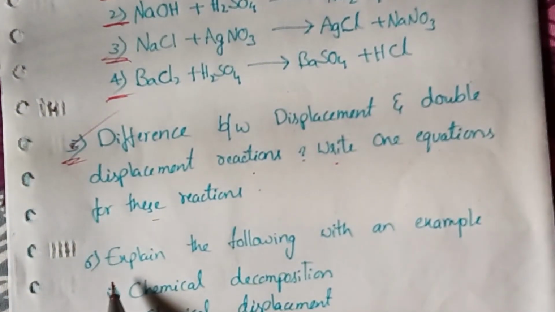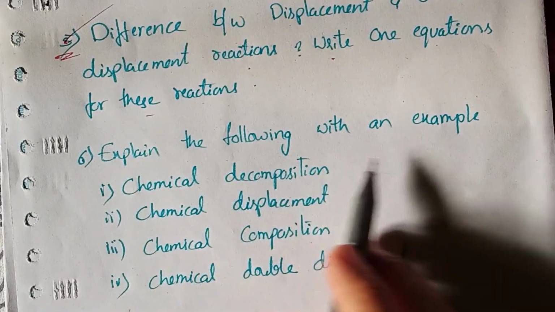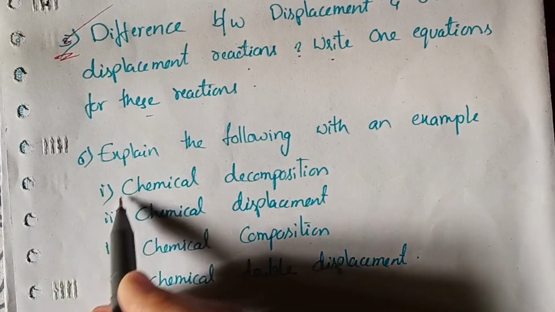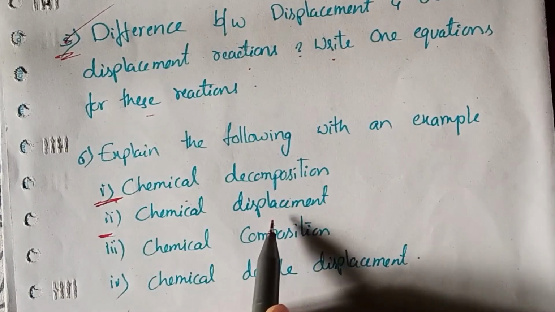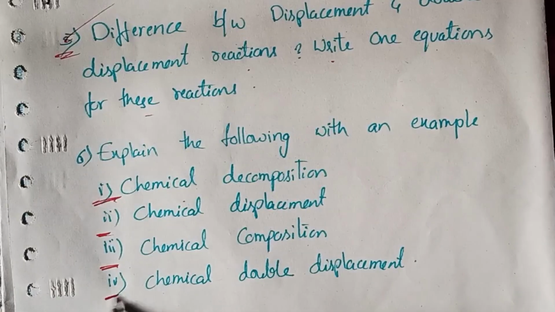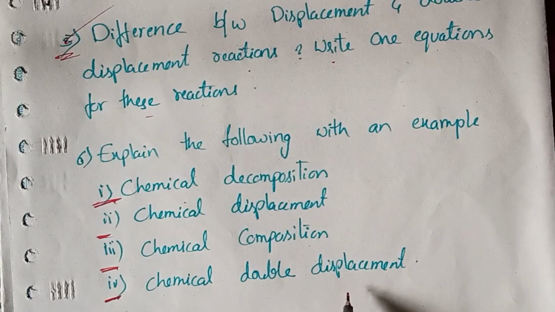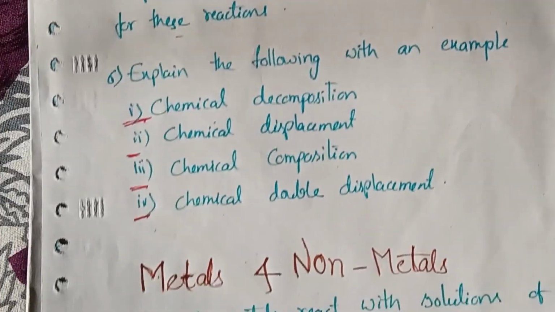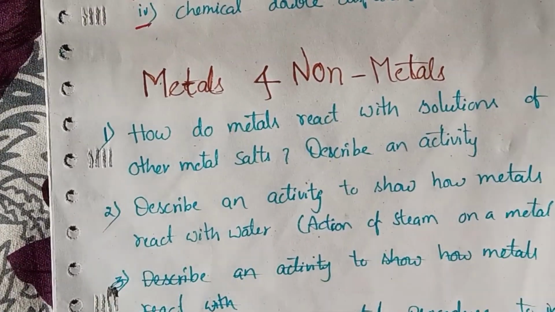Okay, next sixth one is, explain the following with an example. So first one, chemical decomposition. Next, chemical displacement. Third one, chemical composition. And fourth one is chemical double displacement. Understood, guys? Okay. Now we'll move to the next chapter, that is metals and non-metals.